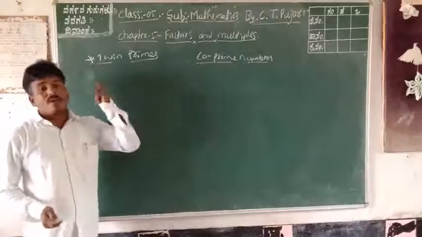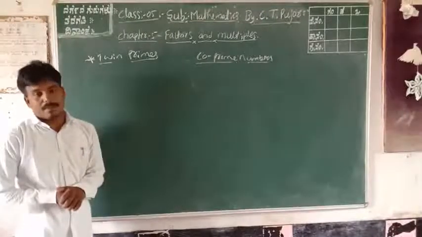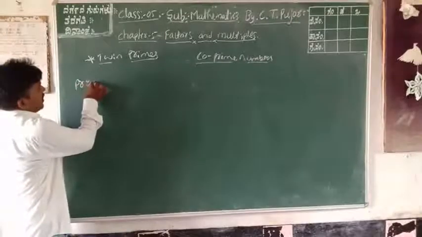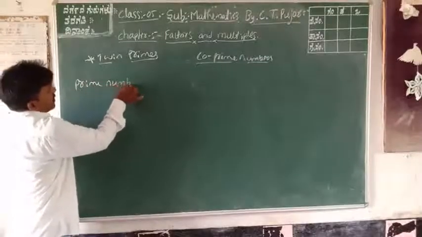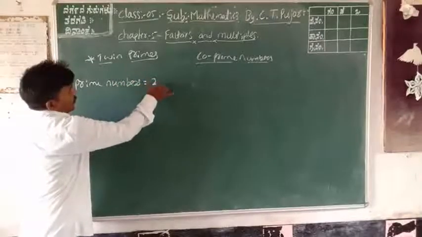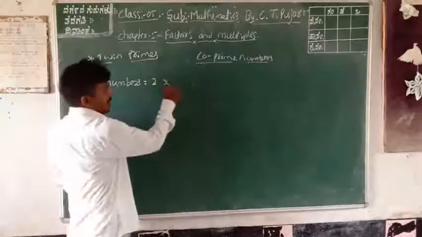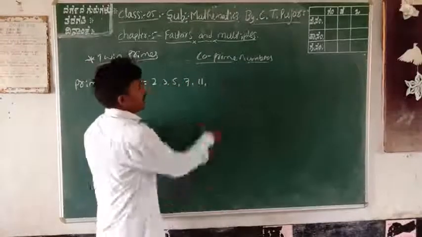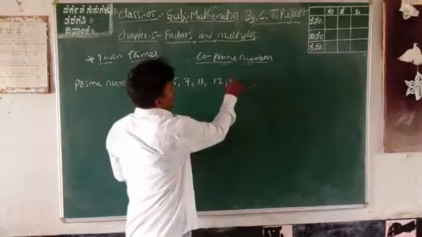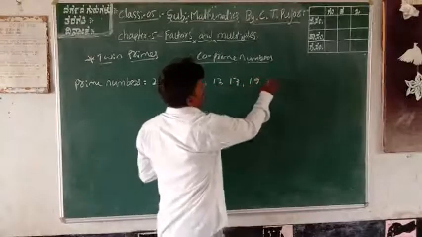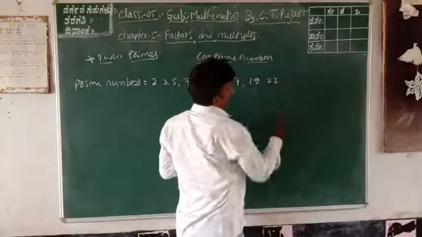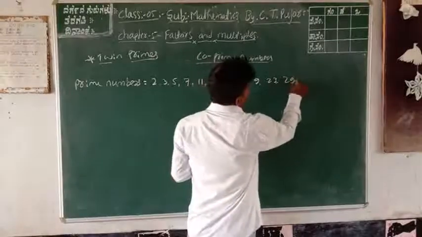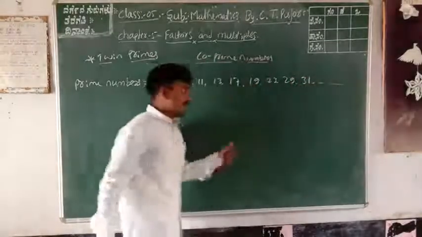Numbers that have only 2 factors are called prime numbers. For example, 2 is a prime, 3, 5, 7, 11, 13, 17, 19, 23, 29 and 31, and so on. These all are prime numbers.